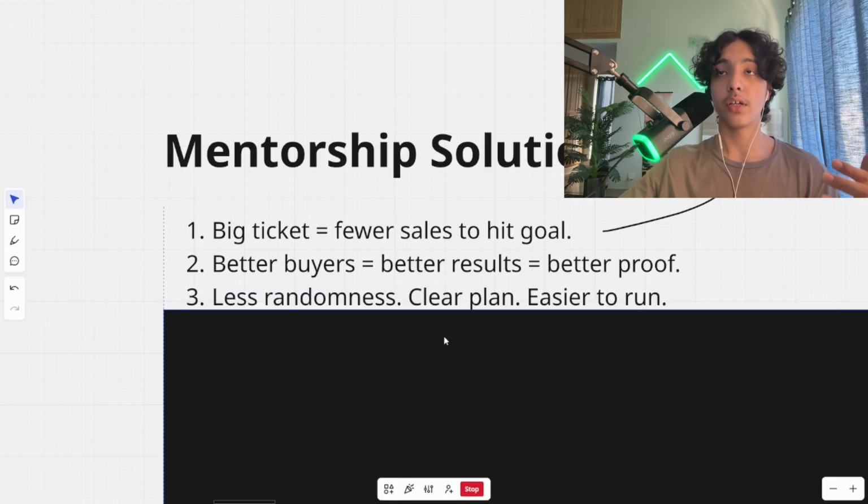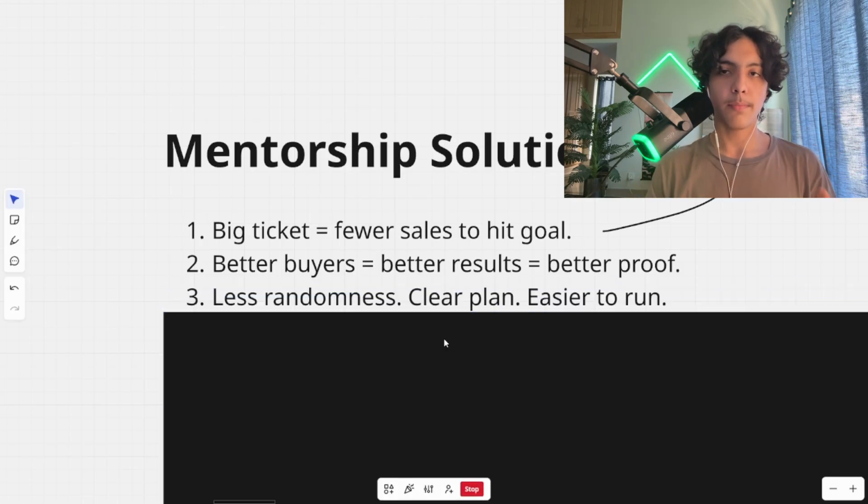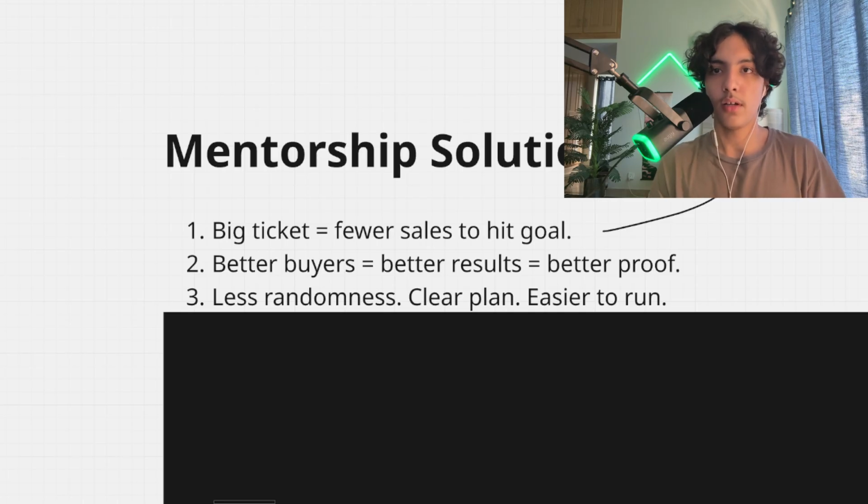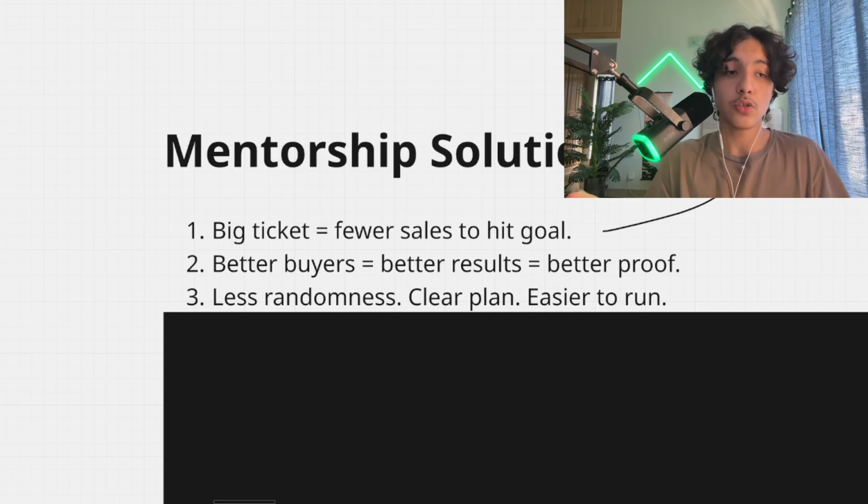So next is number 3, there's less randomness. So there's a clear plan. It's way easier to run. For example, it's way easier to manage 20 people on a CRM than 2,000. It's way easier to manage 20 people on Zoom than 2,000. It's way easier to manage 20 people on virtually any platform versus 2,000. It's way easier to fly 20 people out to a mastermind versus 2,000.